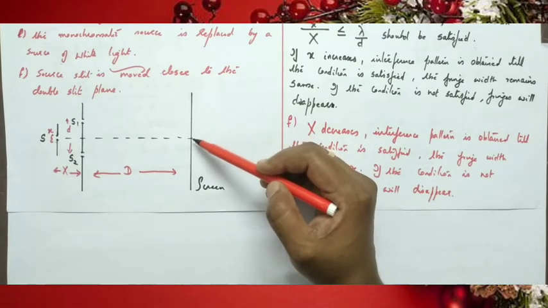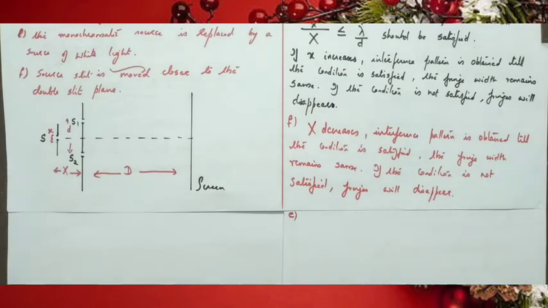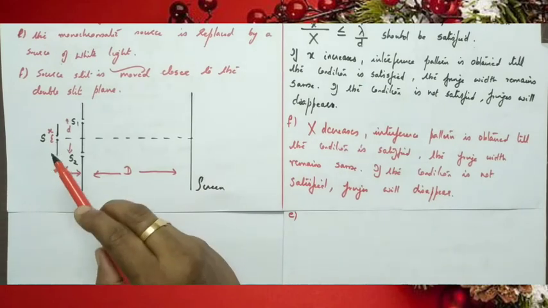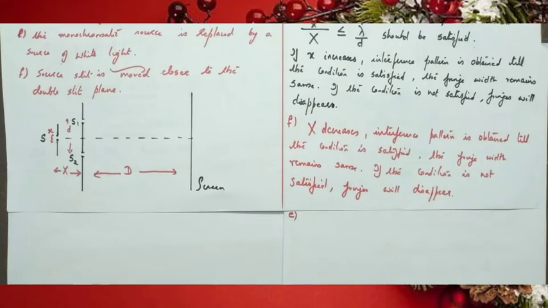Clear, children? So, if a monochromatic source is replaced by white light, the center region is always white, and on either side colored fringes are formed. This is what we see as colors in oil films and colors in soap bubbles, due to the same phenomenon. Their light is sunlight or white light, so colored fringes are formed.